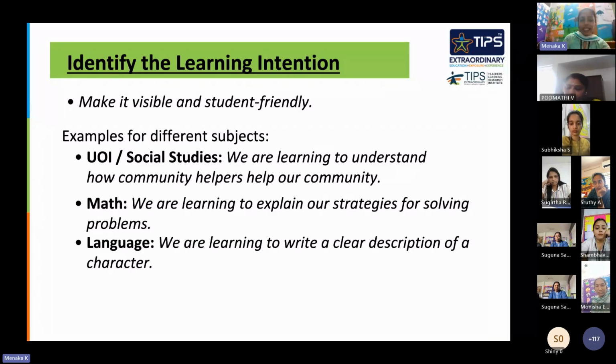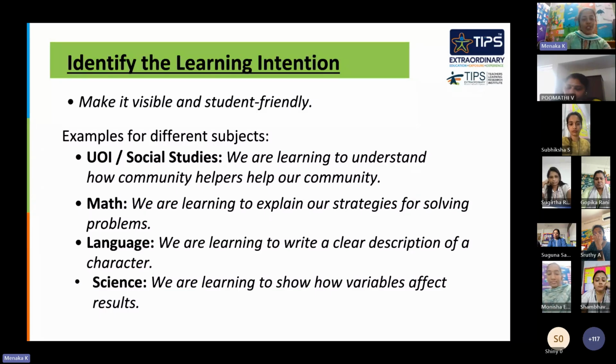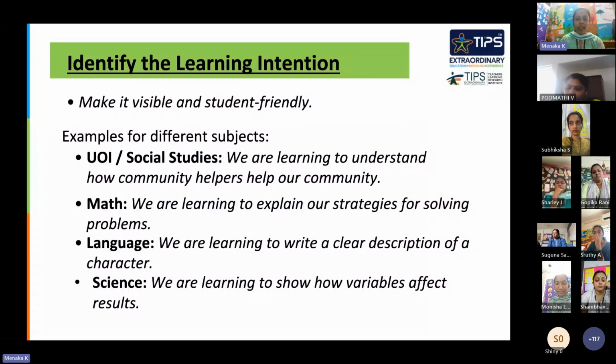These are the learning intentions I'm speaking about. For science, we are learning to show how variables affect results. For art, and for all kinds of subjects like PE, art, and others also, you can have your learning intention explicitly seen by the children, so that from that you can co-construct your success criteria.